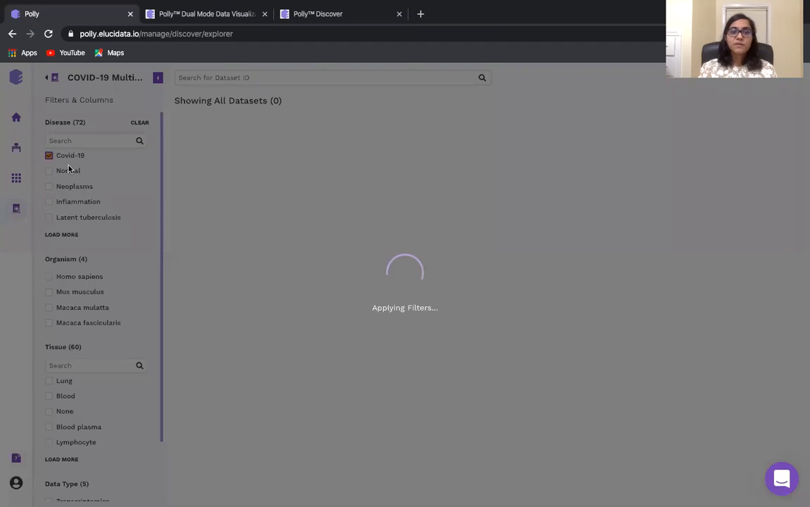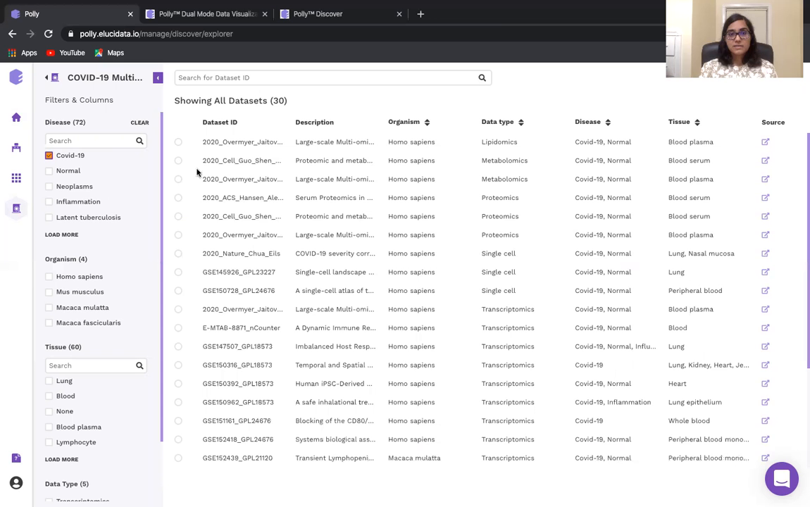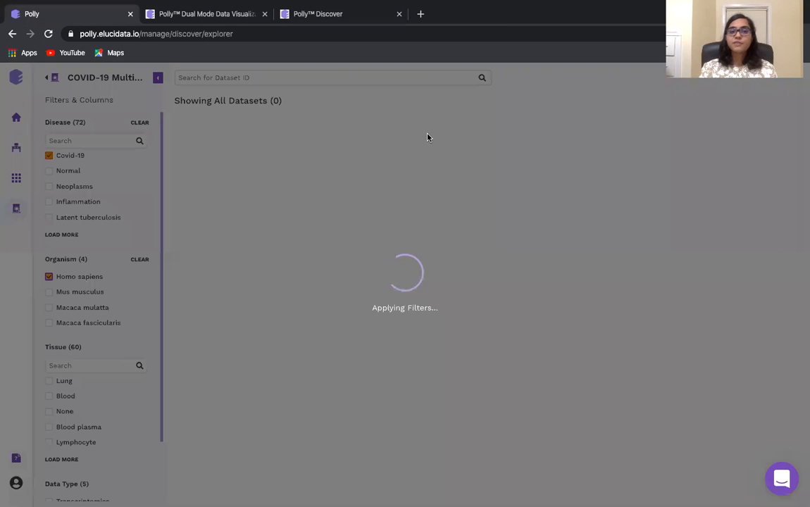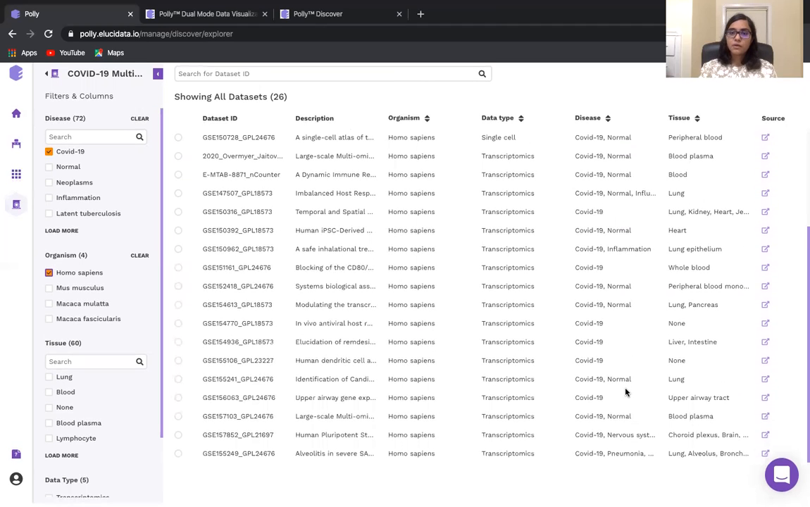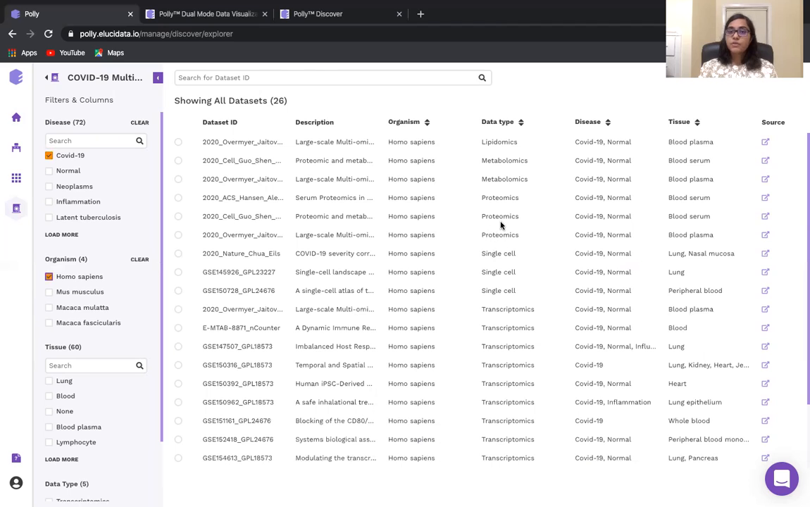If we filter by COVID-19 disease, we will see that there are 30 data sets. We can further filter by Homo sapiens as an organism, and we now have 26 data sets. We can see there are lipidomics, metabolomics, proteomics, single cell, and bulk RNA-seq data here. We are going to look at proteomics and metabolomics data today. There are three proteomics data sets. I'm going to choose one of them.